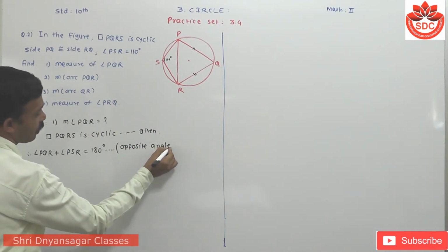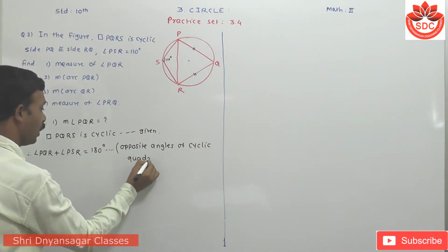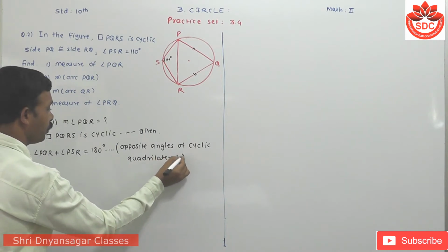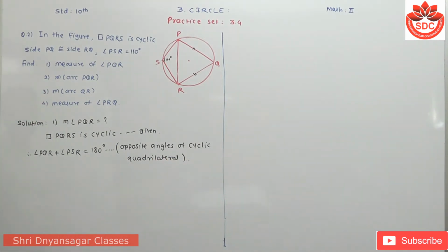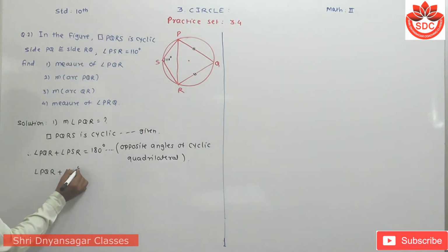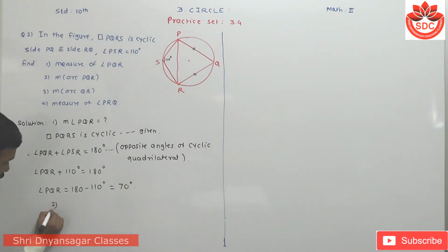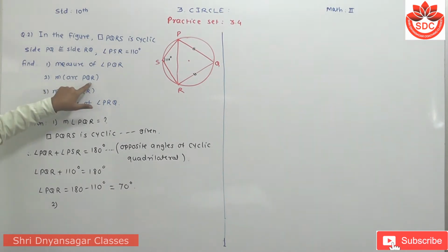because opposite angles of a cyclic quadrilateral are supplementary, you know that. Substitute the values: angle PQR as it is, plus PSR, which is given as 110 degrees, is equal to 180 degrees. Transpose this to the other side: angle PQR is equal to 180 minus 110 degrees. The subtraction becomes 70 degrees. Then we find the second one, the measure of arc PQR.